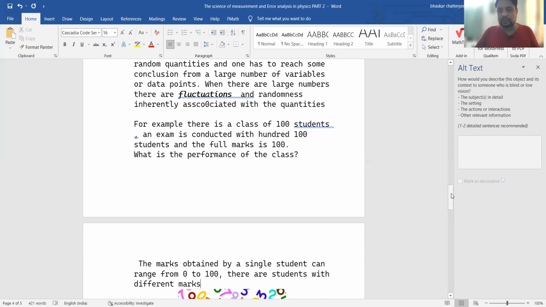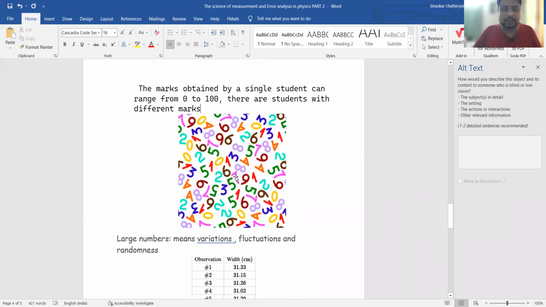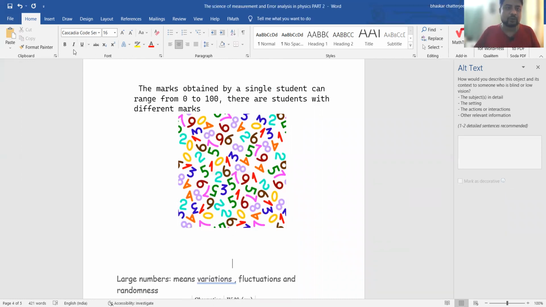And you have a jumble of large numbers. Here you can see in the diagram, you have 100 values. Every student has obtained some marks, provided we assume that no student was absent. You have a jumble of numbers here, from 0 to 100. Now, how can you say what the performance of the class is? If I get the copy of a student who has obtained 100 out of 100, I cannot say the class performance is 100%, because there is a student in the same class who has obtained 0 out of 100.